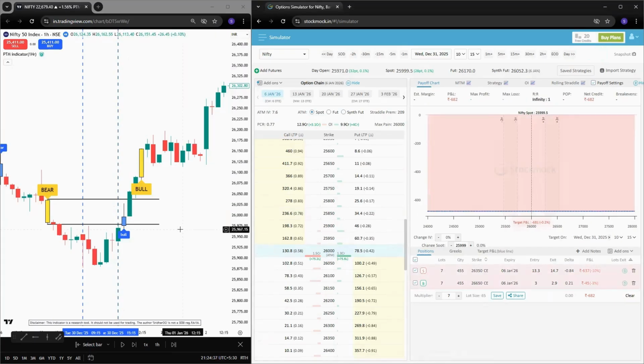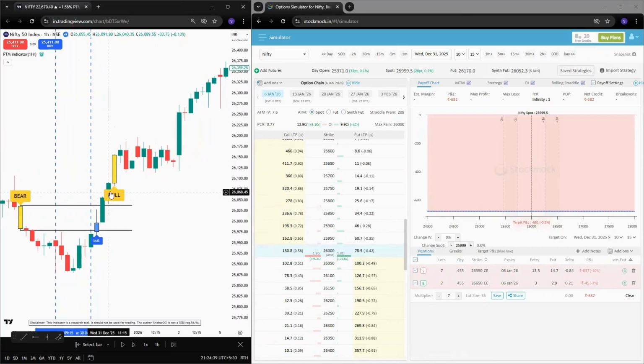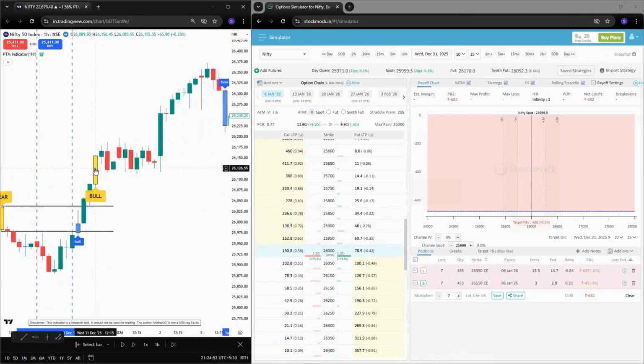Now I have two options. I can wait for next day, or I can wait for new bull signal. When the new signal comes, what will happen? I have a new pivot zone. I have created a new pivot zone. Simple as that. So when did this signal come? It came at 12:15.